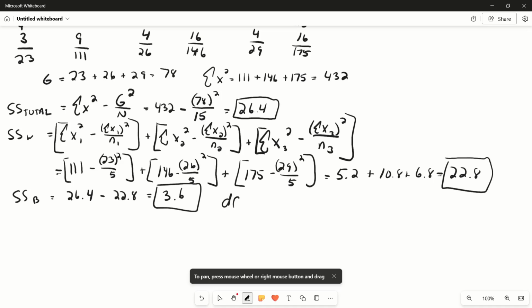We know that my degrees of freedom between, again, is equal to k minus 1. In this case, it's 3 minus 1, or 2. And my degrees of freedom within is going to be equal to n minus k. N is 15, k is 3. So degrees of freedom within is 12.